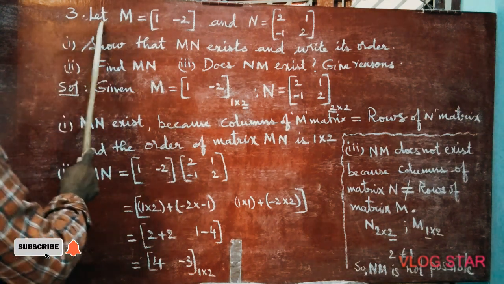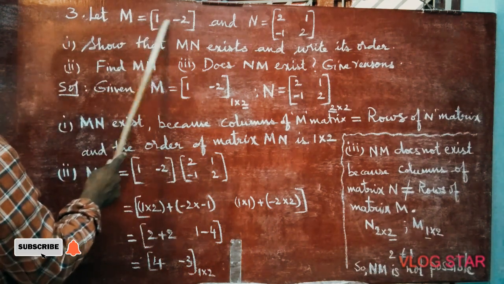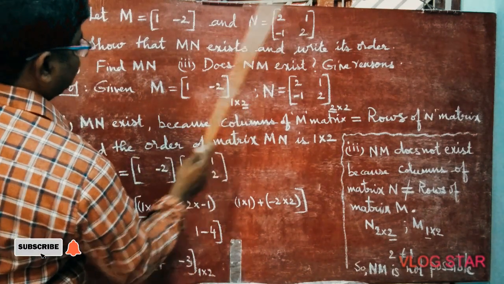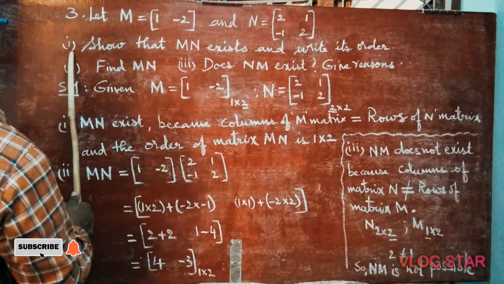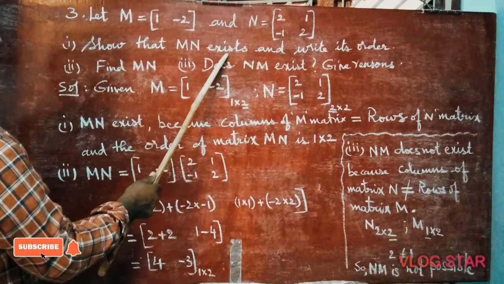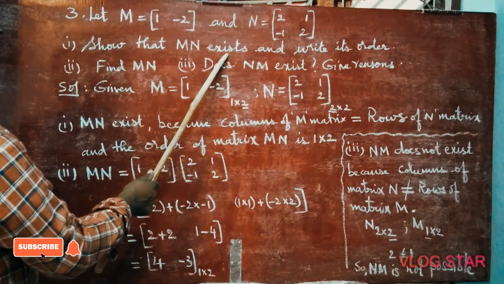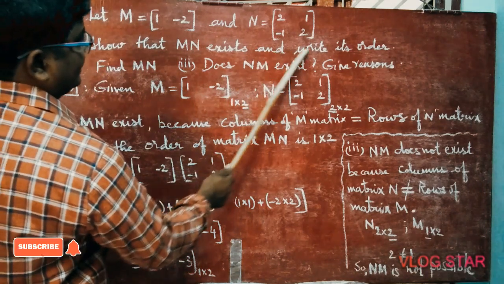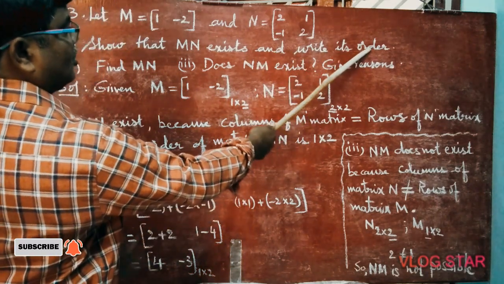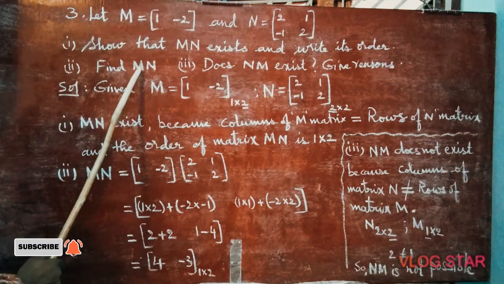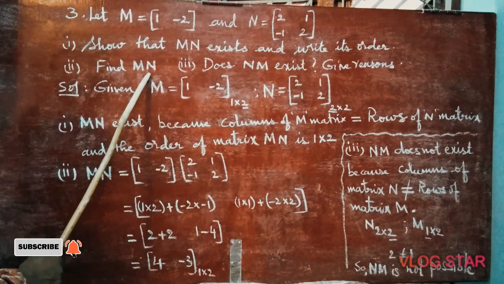Problem. Let M equal the matrix [1, -2] and N equal the matrix [[2, 1], [-1, 2]]. They are asking to find, first bit: show that MN exists. Whether it exists or not, we have to tell first. After telling whether it exists, write its order. We have to write the order of the matrix. Second bit, find MN. MN means M into N, multiplication.